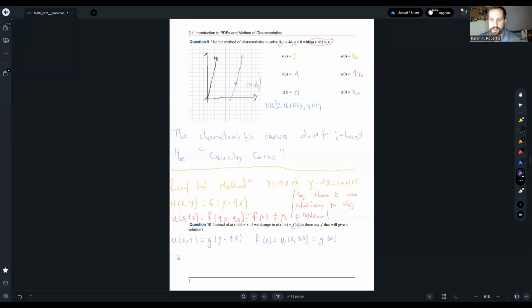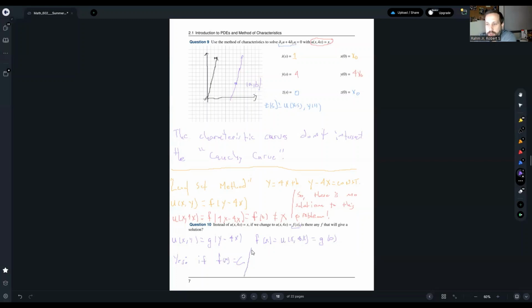So yes, the answer is yes. If f of x is just equal to some constant, then this is going to work. There is going to be a solution.